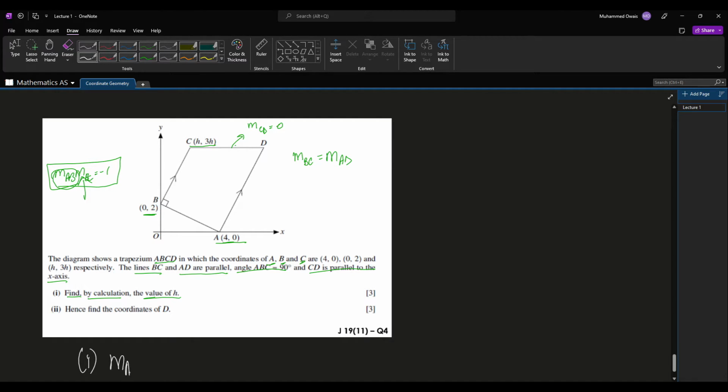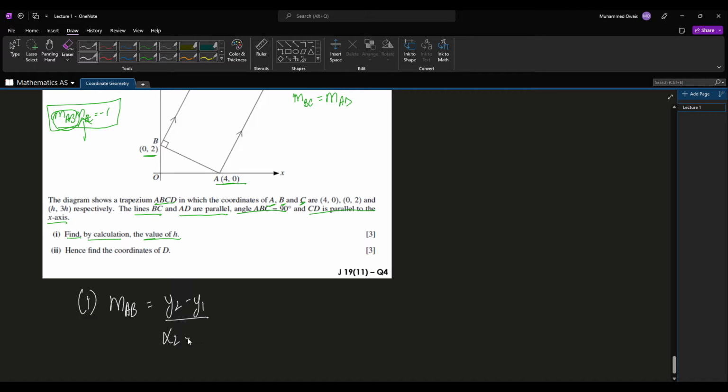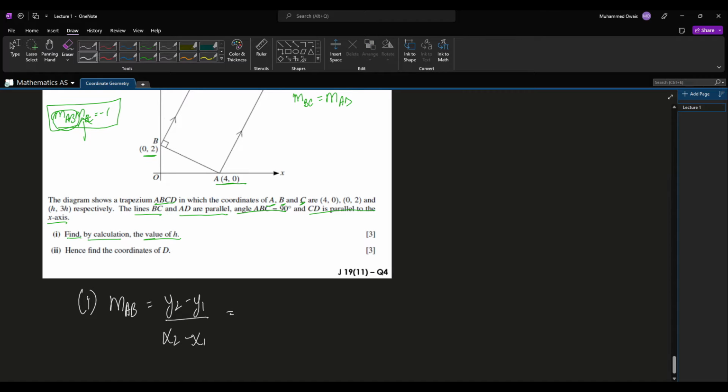The gradient of AB is equal to y2 minus y1 over x2 minus x1. I'll take this as (x2, y2) and this as (x1, y1). So then y2 is 2, y1 is 0, x2 is 0, x1 is 4. This comes out as 2 over minus 4. This becomes minus 1 over 2.